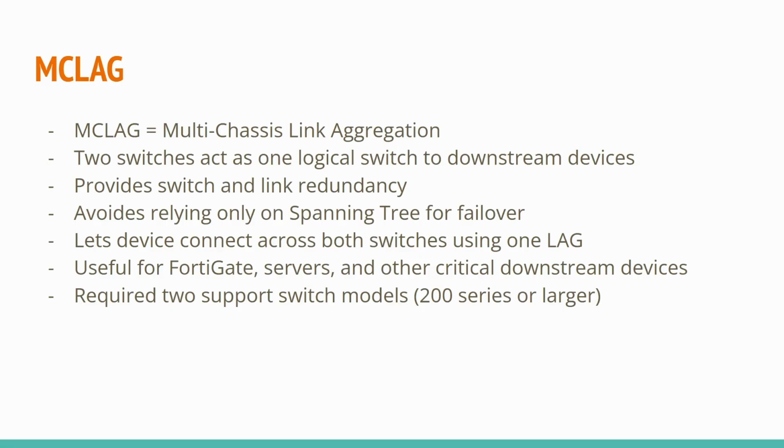In the Fortinet documentation for MCLAG, it describes it as grouping two switches so they appear as a single switch on the network, continuing to function even if a switch fails. So this is really helpful when we have connected devices like FortiGate firewalls, servers, or other infrastructure that needs redundant connectivity without having some sort of layer 2 looping problem.